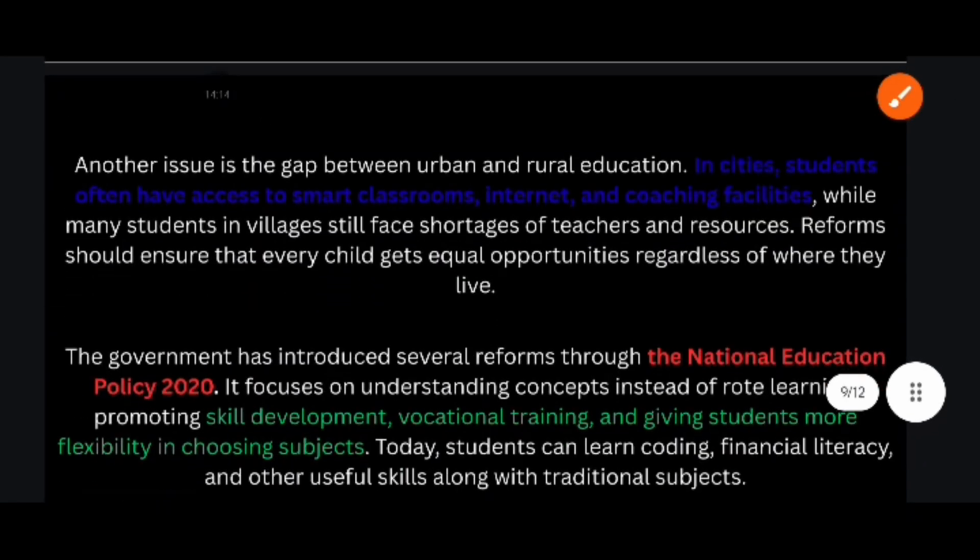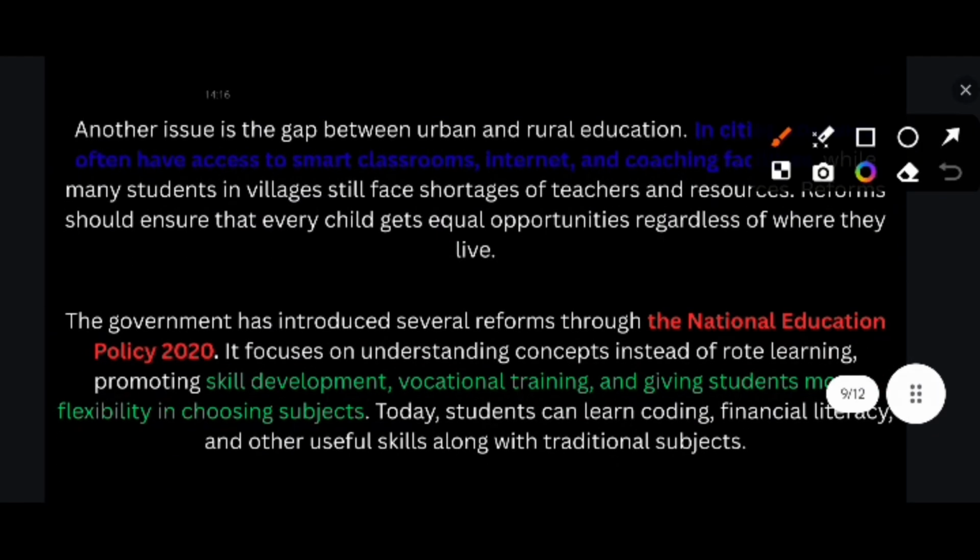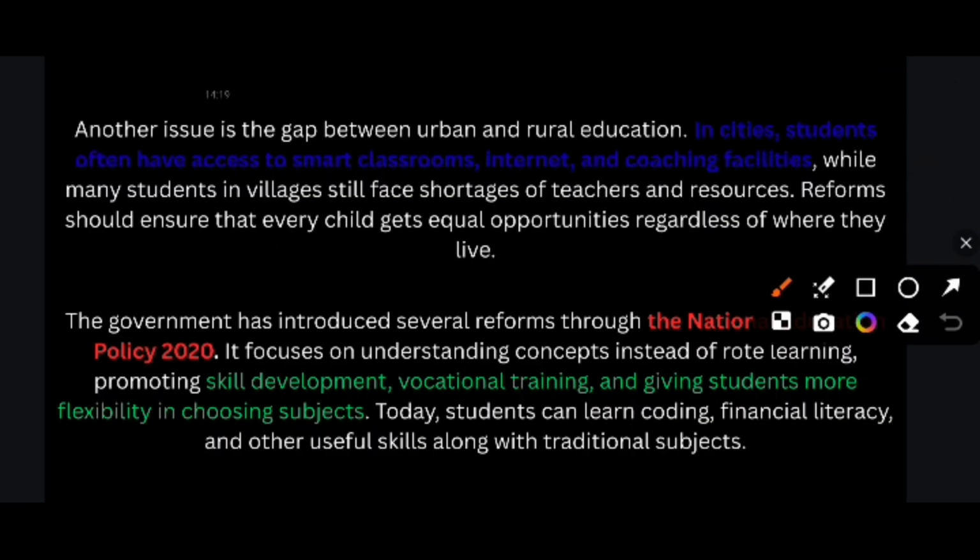After that, I have given one more example. Another issue is the gap between urban and rural education. In cities, students often have access to smart classrooms, internet, and coaching facilities, while many students in villages still face shortage of teachers and resources. Reforms should ensure that every child gets equal opportunities regardless of where they live. I identify the problem here.